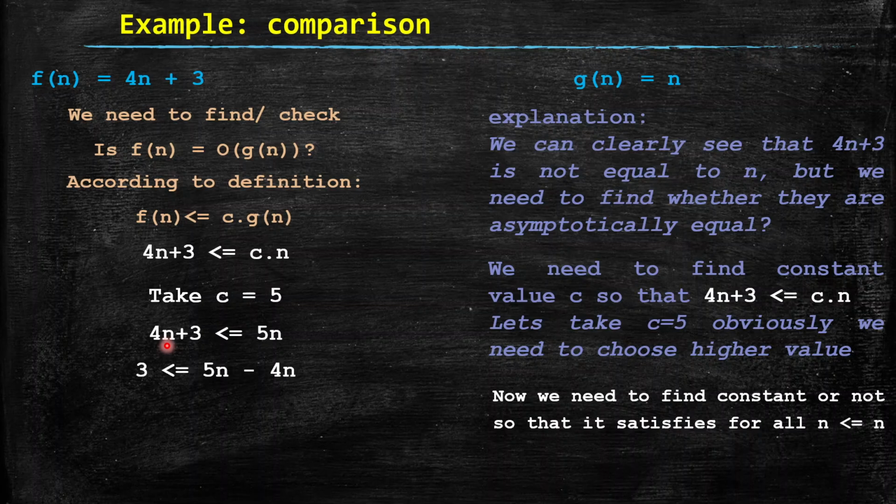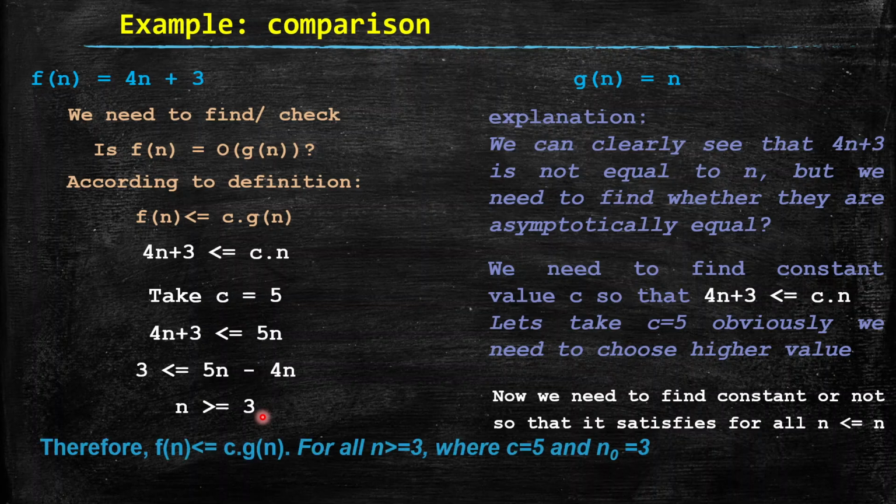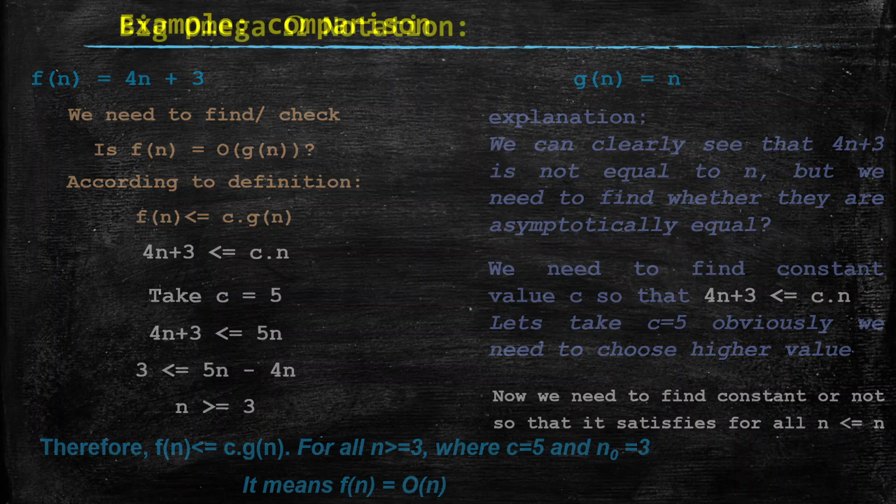Here also we can find that 3 is less than fn is minus 4n. As you compare with this, you can find n is always greater than 3. So as a constant value, we can say fn is always less than c gn for all n, as n is always greater than 3, where c equals 5 and g equals 3. So in this way we can compare.